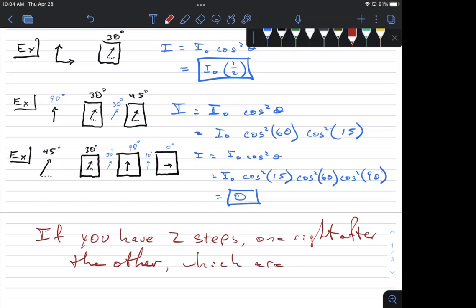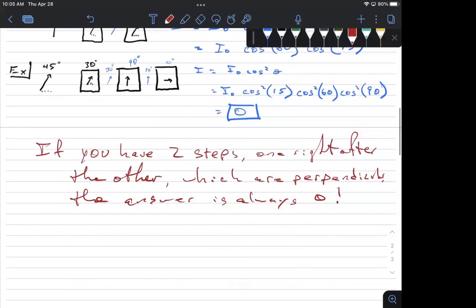Which are perpendicular. The answer is always 0. So what does that mean? Look at this last example we did.